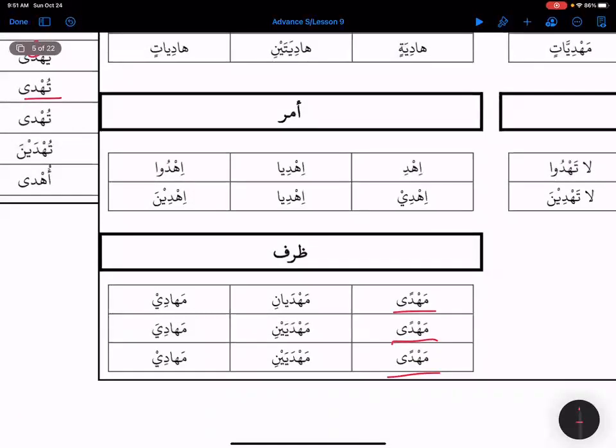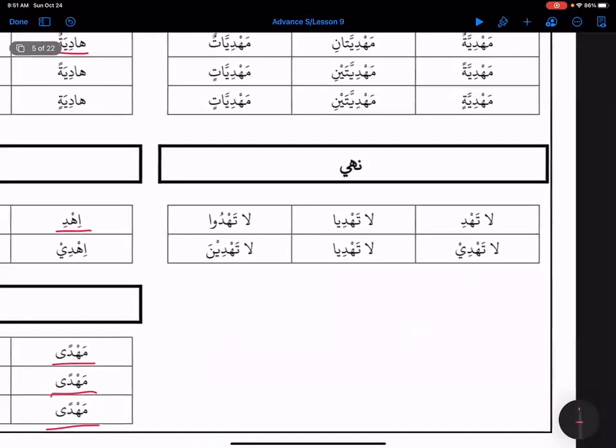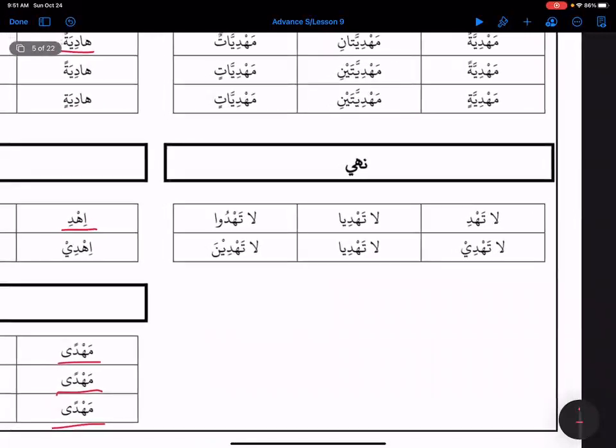So ihdina sirat al-mustaqim, right? Whenever we are making majzoom in naqis, we know that the weak letter we need to drop. Tahdi, and then we are removing and adding that. Ihdi, ihdiya, ihdu, ihdi, ihdiya, ihdina. And then la tahdiya, la tahdu, la tahdi, la tahdiya, and la tahdina.